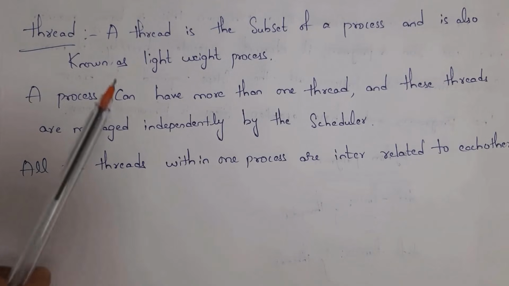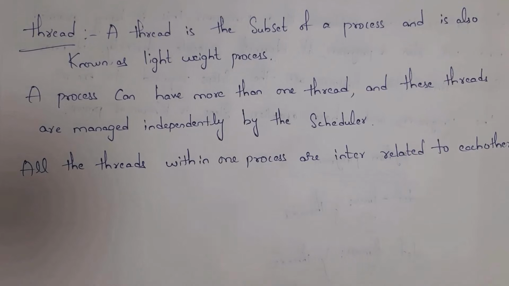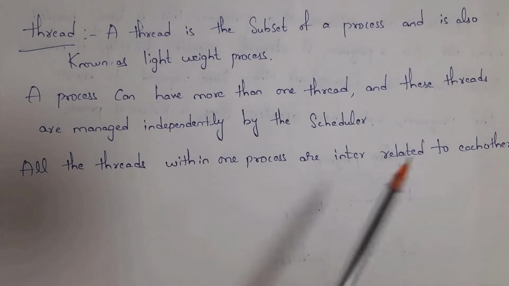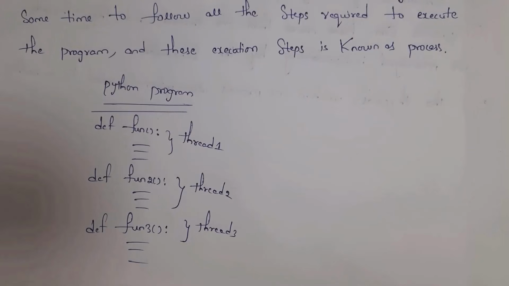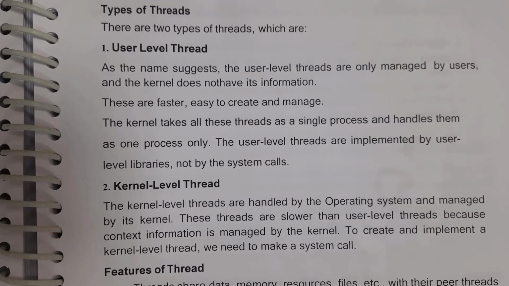A process can have more than one thread, not only one, and these threads are managed independently by the scheduler. Our CPU will manage these threads. All the threads within one process are interrelated to each other. I already said in the previous example, these are 3 threads in a single process and these threads are interrelated to each other. Threads are classified into 2 types. They are user level thread and kernel level thread.